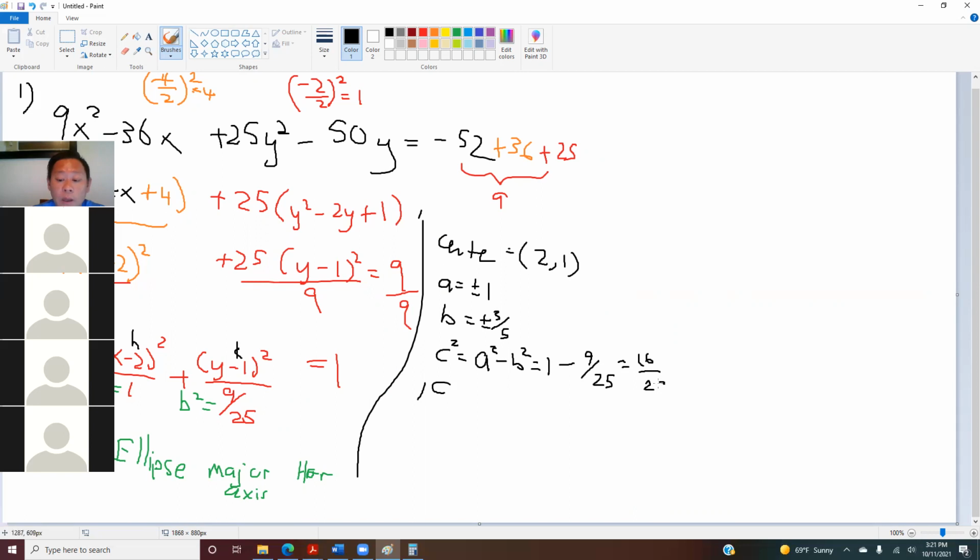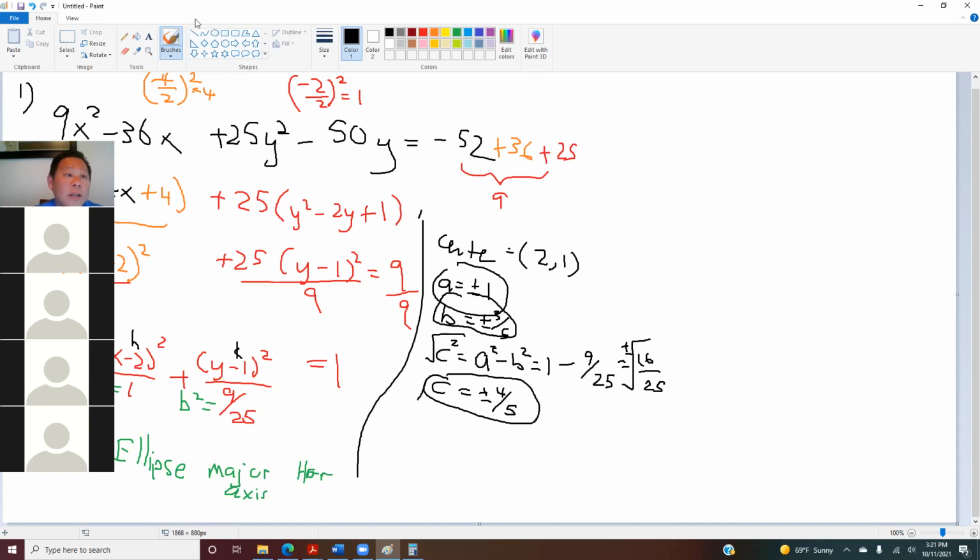16/25. And you need to take the square root of it. So you have plus and minus. C in this case will be what? Plus minus 4/5, right?